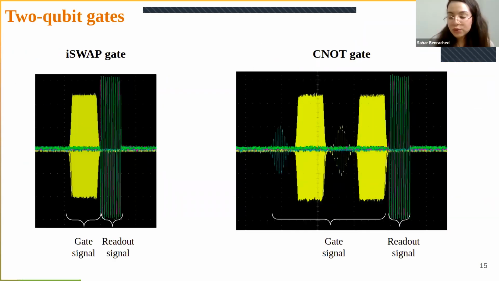So in addition to the 1-qubit gate, we have implemented the 2-qubit gates, which are mainly the ISWAP gate and the CNOT gate. The ISWAP gate is implemented by driving exchange oscillations between the 2 qubits at the difference of their frequencies. And the CNOT gate is a sequence of RX, RZ, and ISWAP gates.